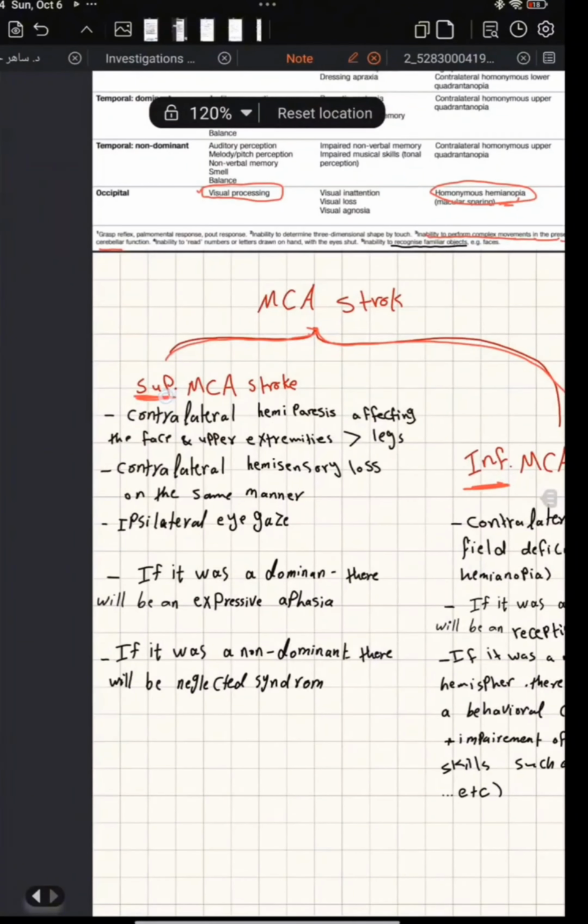so if there is a problem in the superior middle cerebral artery, there will be contralateral hemiparesis affecting the face, as we said, and the upper extremities, the arms, more than the legs. The legs will be affected, but to a lesser extent, not like the anterior cerebral artery, okay?